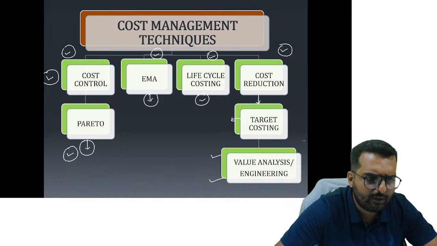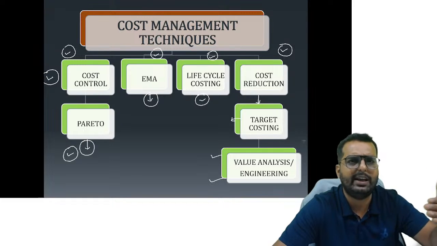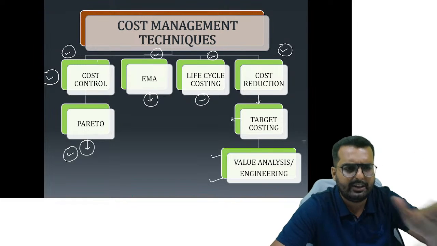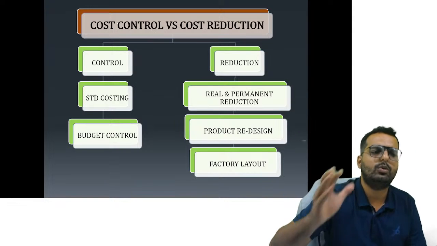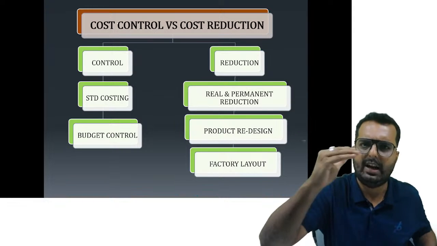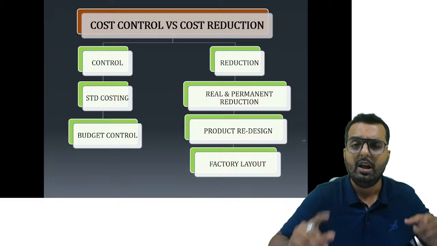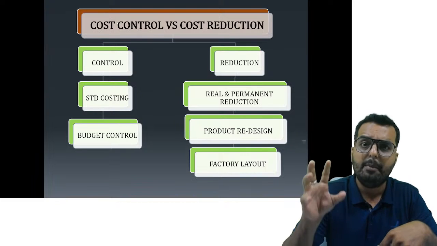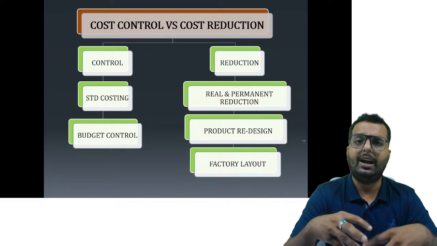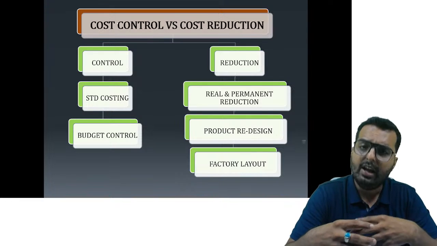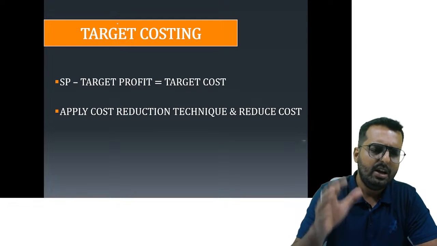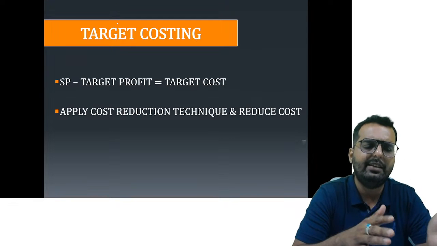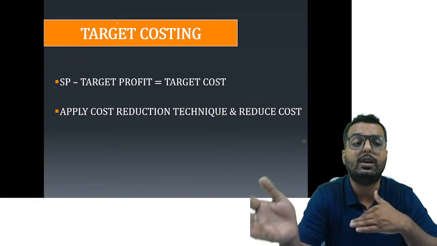Now that we have covered all these things, let us in 5 minutes quickly discuss the entire PPT and we can pack up our session now. All right. First, we learned about cost control. I told you standard costing, budgetary control. Whereas cost reduction is better, permanent reduction, it can be done by redesigning the product, it can be done by changing the factory layout, etc. Target costing is selling price minus target profit will give you target cost.